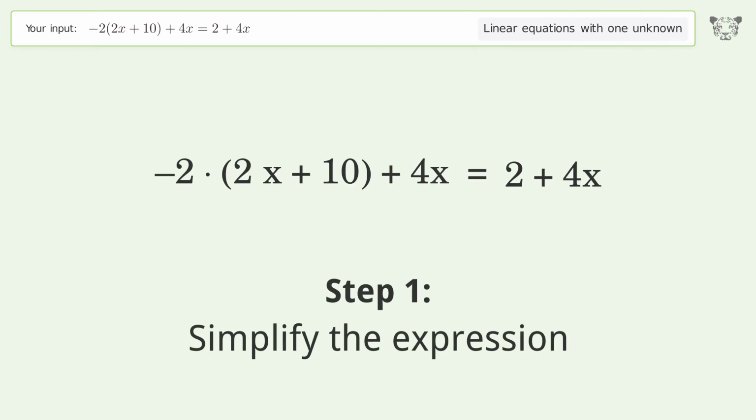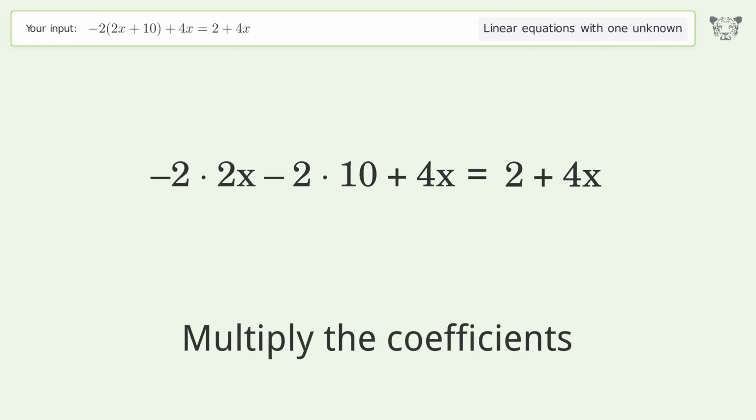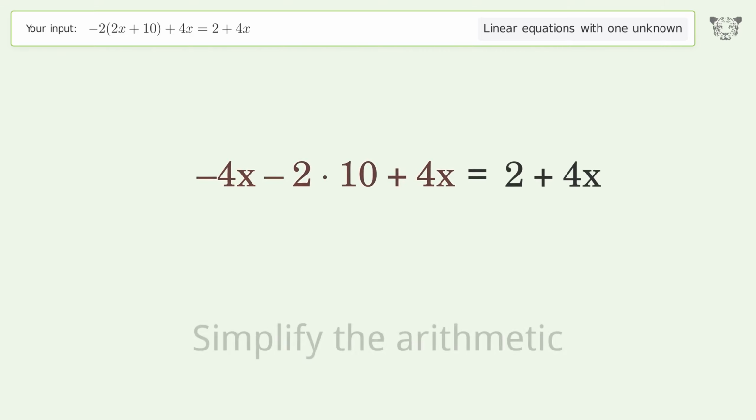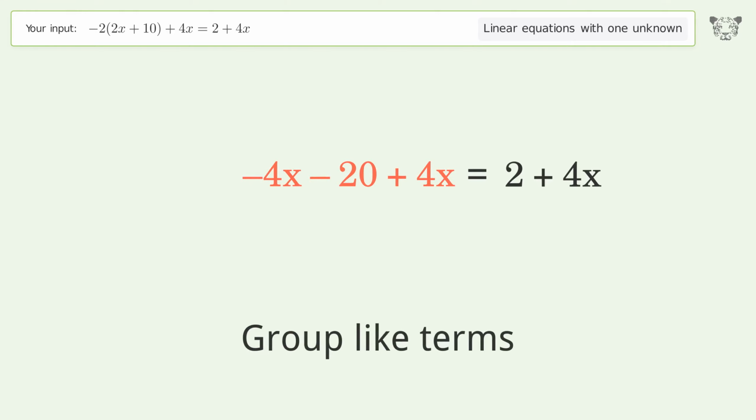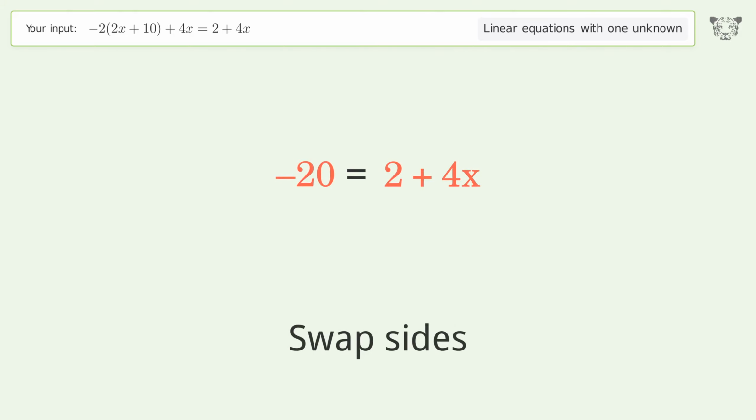Simplify the expression. Expand the parentheses. Multiply the coefficients. Simplify the arithmetic. Group like terms. Simplify the arithmetic. Swap sides.